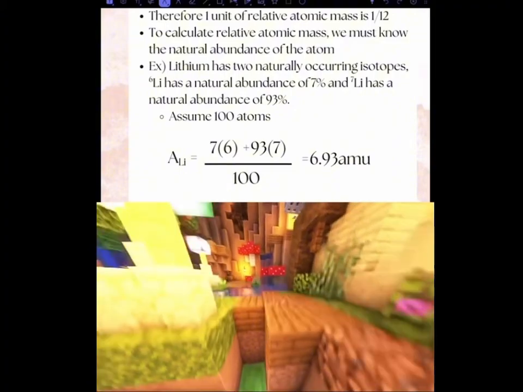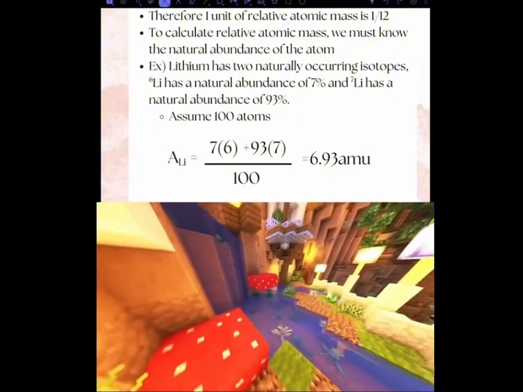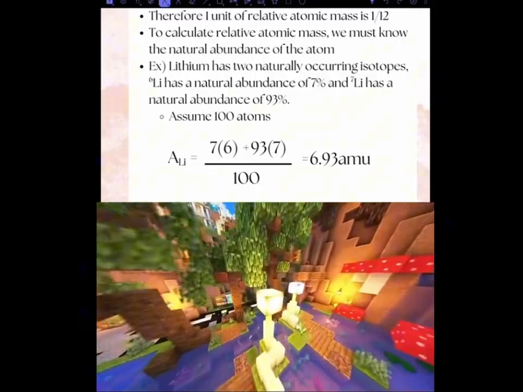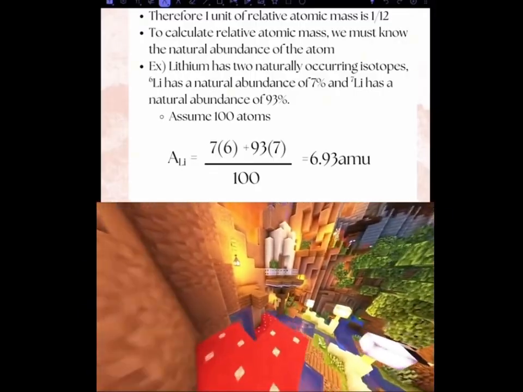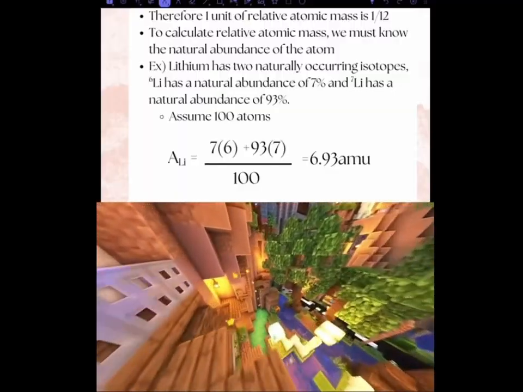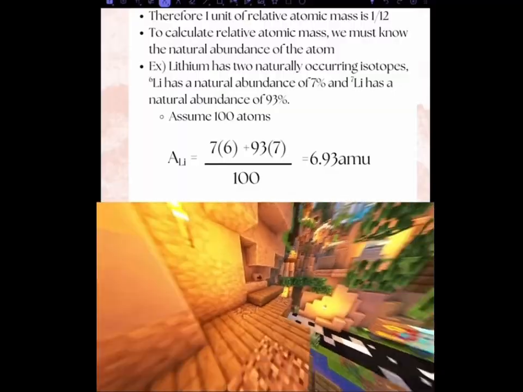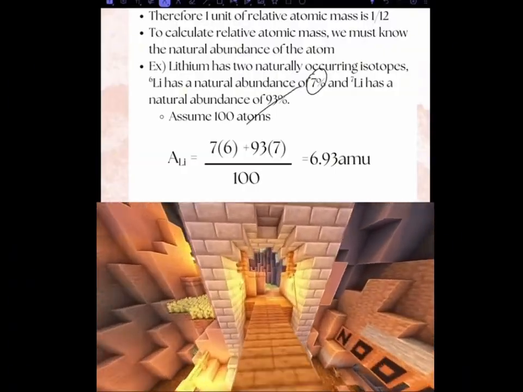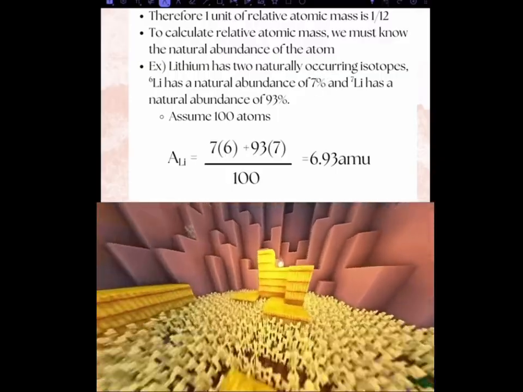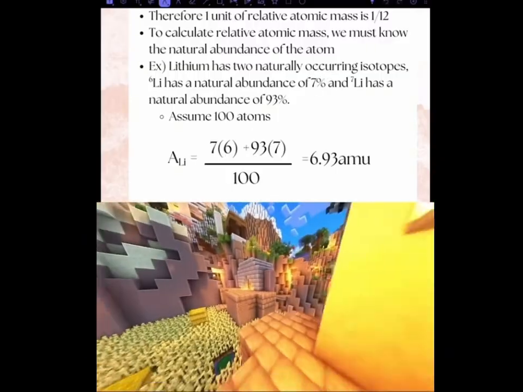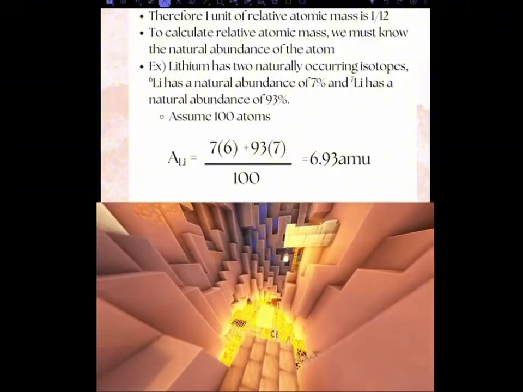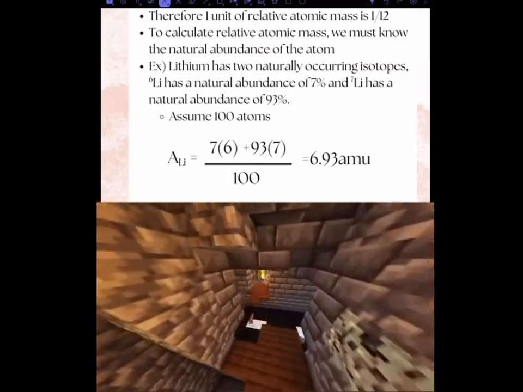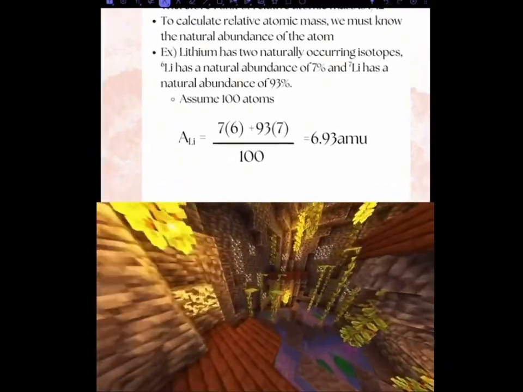So here we have an example question. Lithium has 2 naturally occurring isotopes. Lithium-6 has a natural abundance of 7%, and lithium-7 has a natural abundance of 93%. Assume 100 atoms. So here the calculation would be 7% multiplied by 6, because its atomic mass is 6, plus 93% times 7, because it is lithium-7 and the mass is 7, and divided by 100.